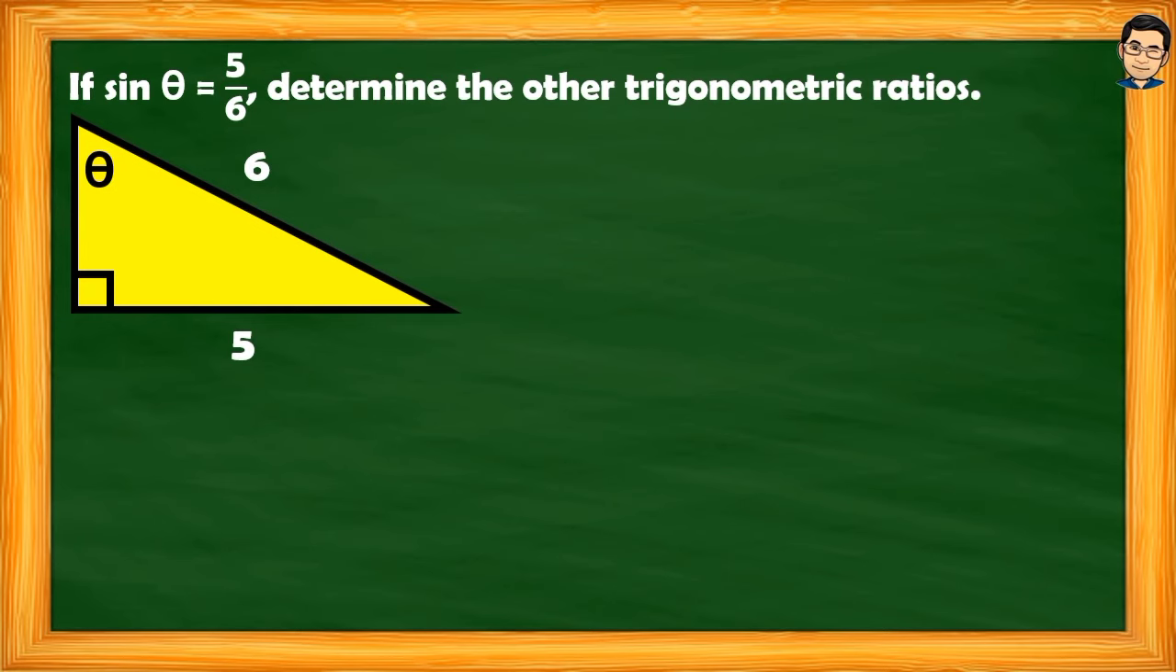So, ayan. Illustrate muna natin yung sides ng triangle. So, as you can see, nandyan yung ating theta. So, opposite theta is our opposite side, of course. And then, hypotenuse, ayan, the longest side, and then the adjacent side, ayan siya, which is the unknown. So, through Pythagorean theorem, makukuha natin yung value ng adjacent side.